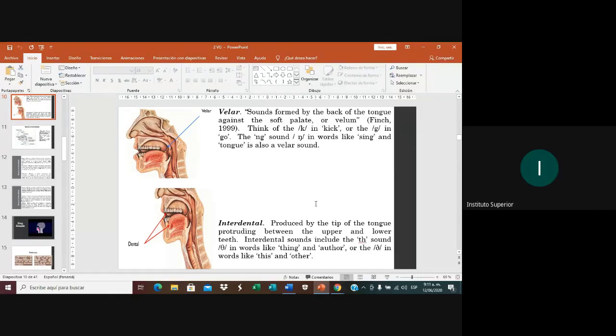Okay, very good. And could you read the last one, please? Interdental: produced by the tip of the tongue protruding between the upper and lower teeth. Interdental sounds include the th sound in words like think and earth, or the th in words like this, death, or another. Okay, thank you.